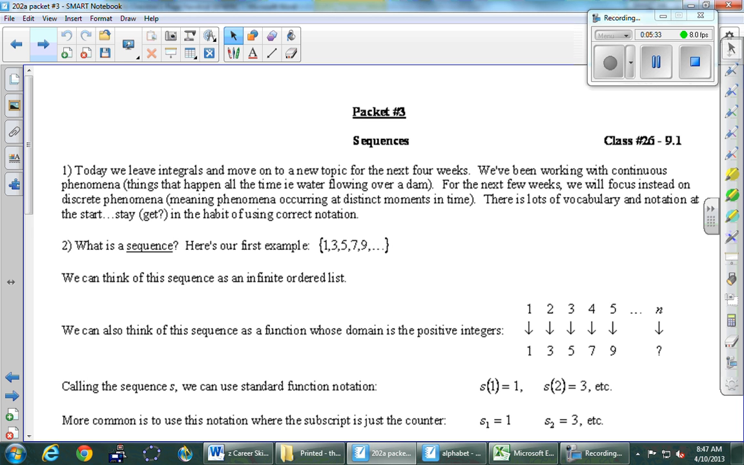So you can think of a sequence as an infinite ordered list. There's the sequence of positive odd numbers. You can also think of a sequence as being a function whose domain is the positive integers. So for example, we could say that this function takes the number 4 and sends it to 7 because 7 is the 4th positive odd number. We buy it? And I could say that f of 5 is how much? 9, because 9 is the 5th positive odd number.